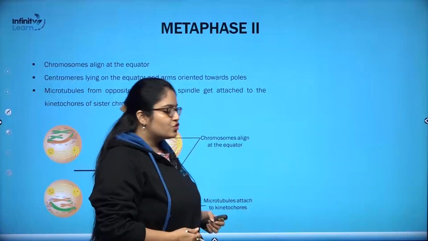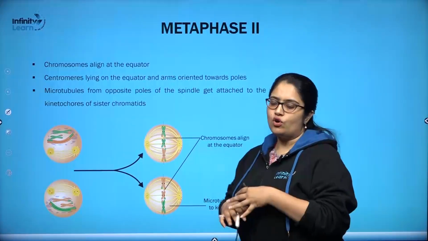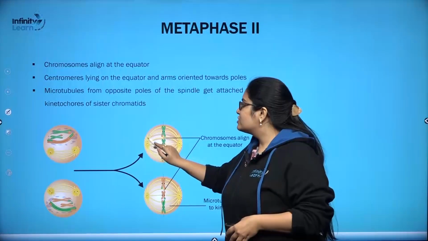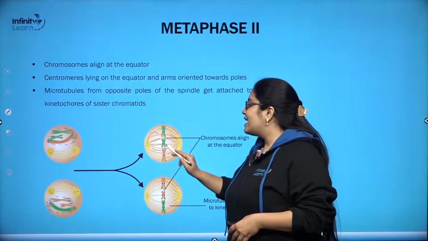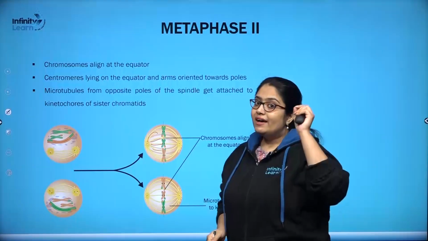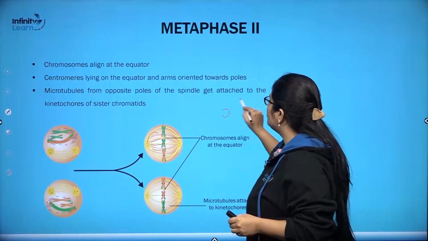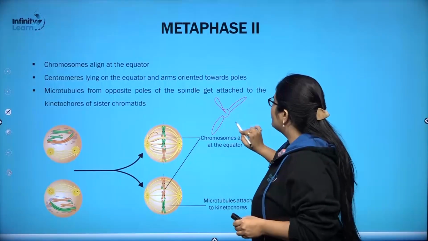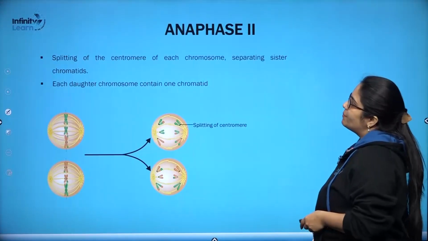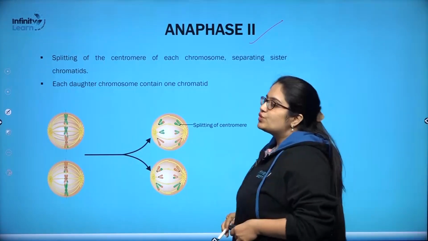Next is metaphase 2. So these chromosomes will arrange themselves in the cytoplasm on the equatorial plate. So this is how the chromosomes will be attached, and the spindle fibers will attach to the kinetochores present on the centromeres of these chromosomes. Remember, each chromosome of the metaphase will be made up of two sister chromatids. Every chromosome is having two sister chromatids, right? Please remember this.